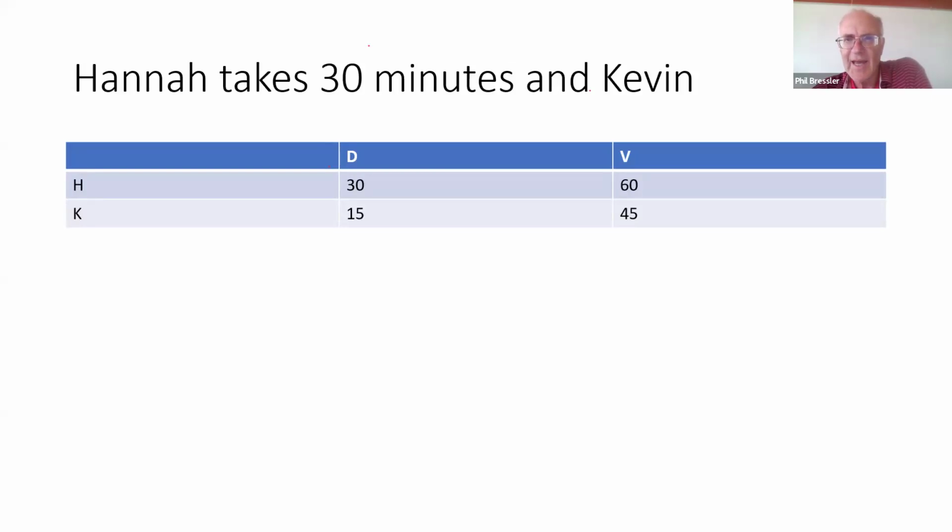Well, here it is. Hannah takes 30 minutes, and Kevin takes 30 minutes to do the dishes or vacuum. All right. That makes it an input because it's time. It's not how many dishes can you do or how many rooms can you vacuum. Does that make sense? Yeah, it makes sense. Okay.